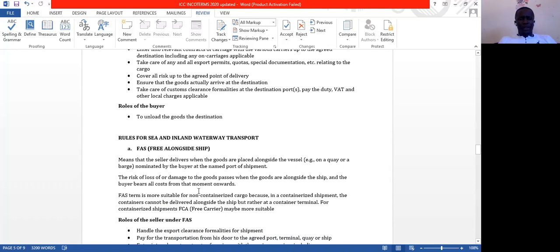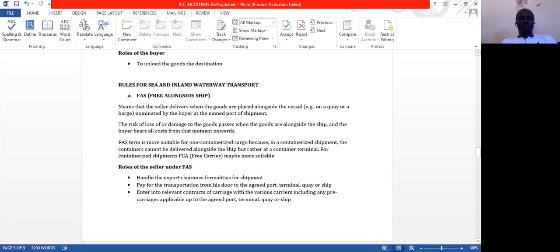Now, roles of the buyer: to unload the goods at the destination. Now, rules for sea and inland waterway transport. First, that is FAS, free alongside ship, which means that the seller delivers when the goods are placed alongside the vessel, e.g. on a quay or a barge nominated by the buyer at the named port of shipment. So the risk of loss or damage to the goods passes when the goods are alongside the ship, and the buyer bears all costs from that moment.